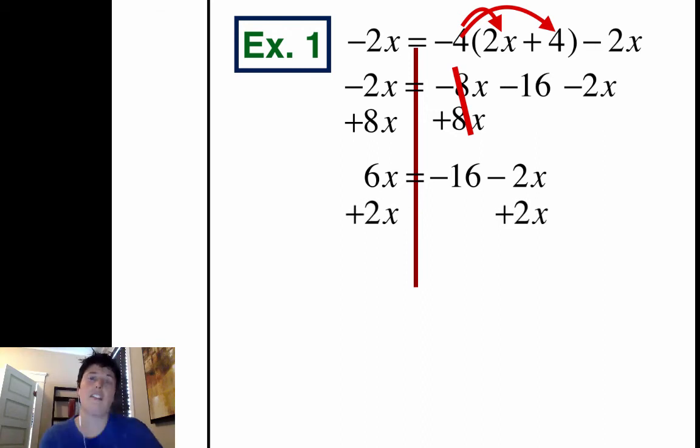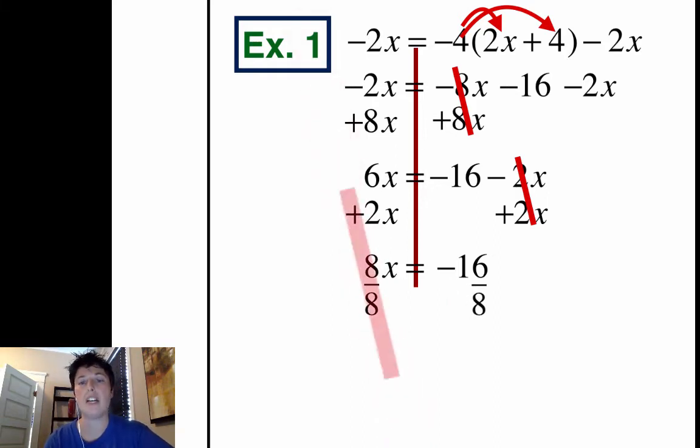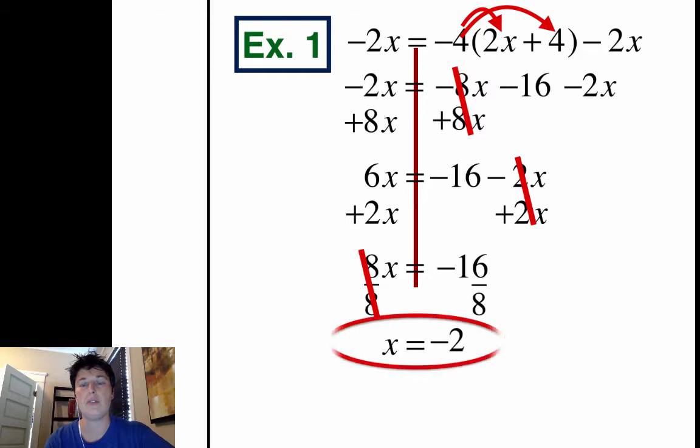I'm trying to get all the x's to the left. So 6x plus 2x is going to be 8x. And all we have left is that negative 16. So we're almost done. All we got to do is get rid of the 8. 8x means 8 times x, so we're going to divide the 8 away with a fraction. Divide the 8 from the left, divide it from the right. x is going to be negative 16 divided by 8. Negative divided by a positive is a negative, and 16 divided by 8 is 2, so we get negative 2, and that's our solution.